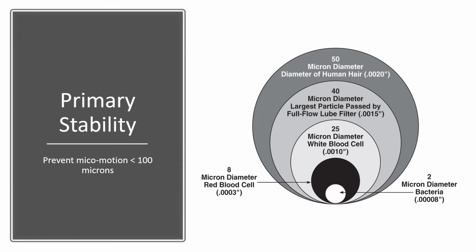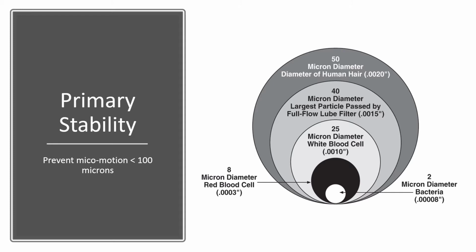So for primary stability, what do we mean by primary stability? Can we put a number on primary stability? Well, it's been said that we need to be able to prevent micromotion of the implant within the bone. And what we want is to get less than 100 microns of movement of that implant. So we don't want any more than 100 microns of movement of the implant within the bone.